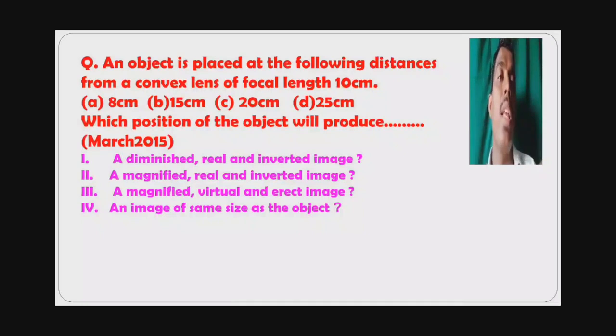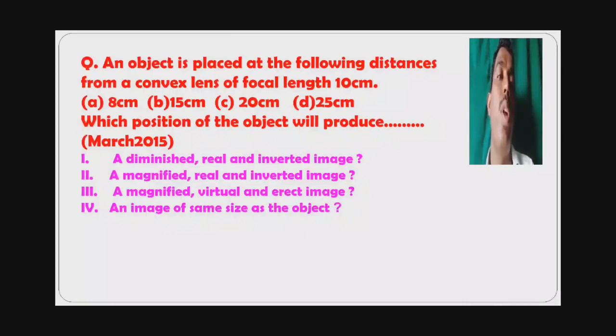First one is a diminished, real and inverted image. Second one, a magnified, real and inverted image. Third one, a magnified, virtual and erect image. Fourth one, an image of same size as the object. This question is given in public examination March 2015. Now we will see the solution.